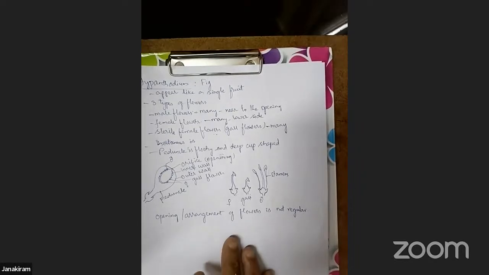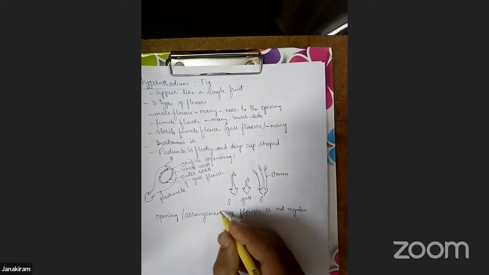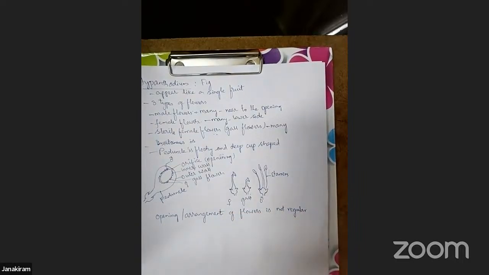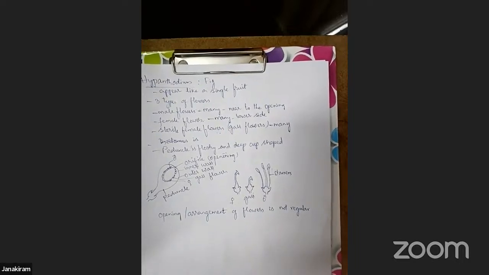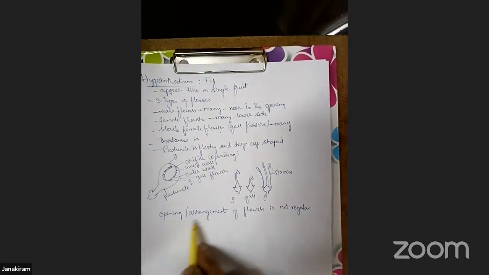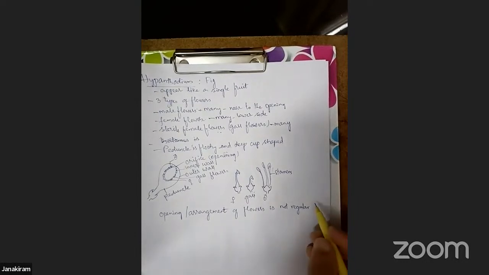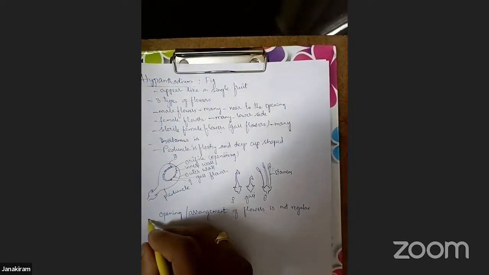So this is a character which is not present in either racemose or cymose. And in the starting itself, I told that the special type of inflorescence may show some of the characters of cymose, some of the characters of racemose, and some characters which are not present either in the racemose nor in the cymose. So this is one character which is not present in cymose nor in the racemose type of inflorescence.